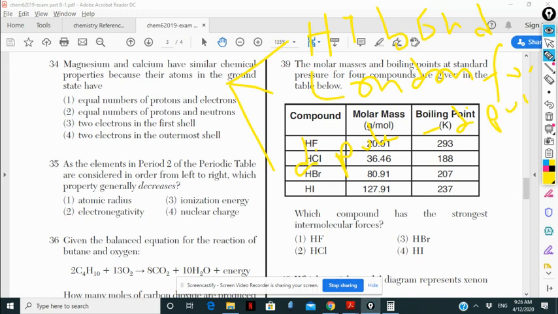If it has the highest intermolecular force, it should be with the highest boiling point. So the highest boiling point is HF. So the strongest intermolecular force should be with HF, and I used that the intermolecular force increases the boiling point.